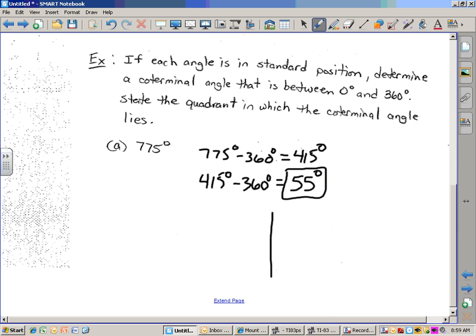What quadrant is it in? Well, 55 degrees would be quadrant 1. Okay, 415 would also be a coterminal. That's a positive coterminal, but it is not between 0 and 360, so it's not answering our question.